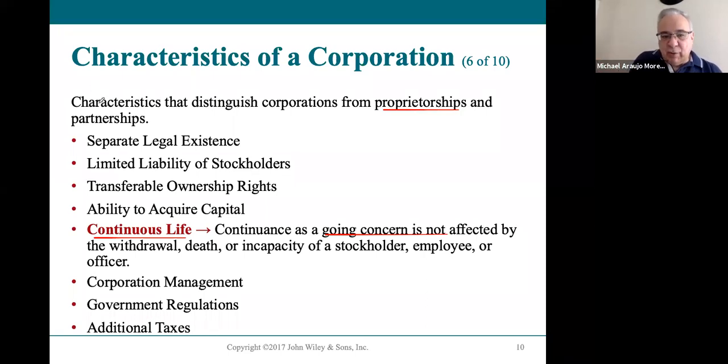So that's true with partnerships. As partners die off or retire, everything changes because you have to, right? New partners have to have a new agreement.